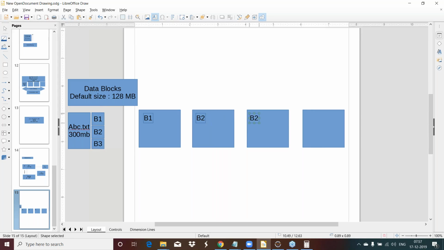So first thing first, Hadoop divided this particular file into multiple blocks and made those three blocks available on different physical machines. So this is what Hadoop is going to do with this file to start with.